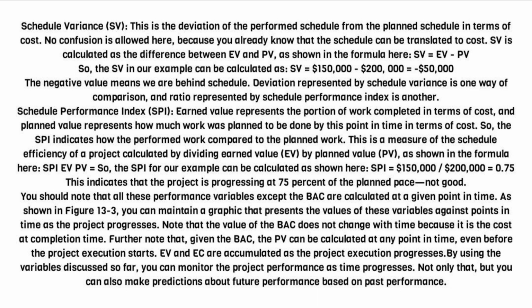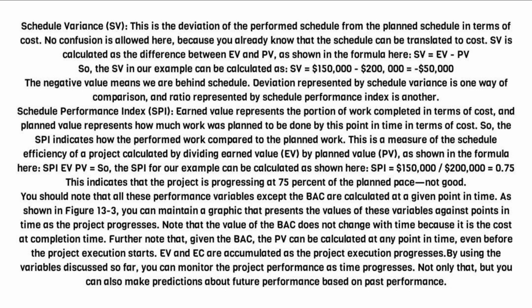This is a measure of the schedule efficiency of a project calculated by dividing earned value, EV, by planned value, PV. As shown in the formula here, SPI equals EV / PV. So, the SPI for our example can be calculated as shown here, SPI equals $150,000 / $200,000 equals 0.75. This indicates that the project is progressing at 75% of the planned pace, not good.